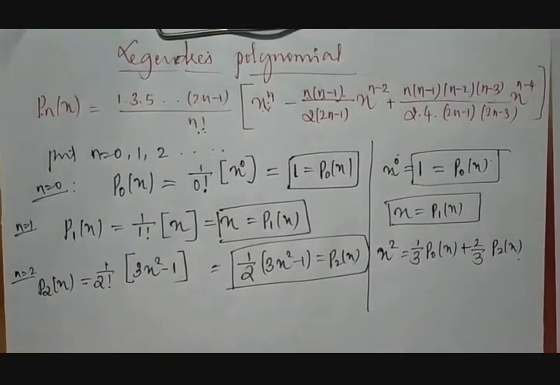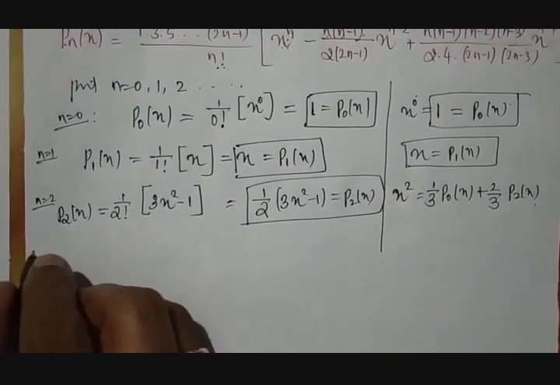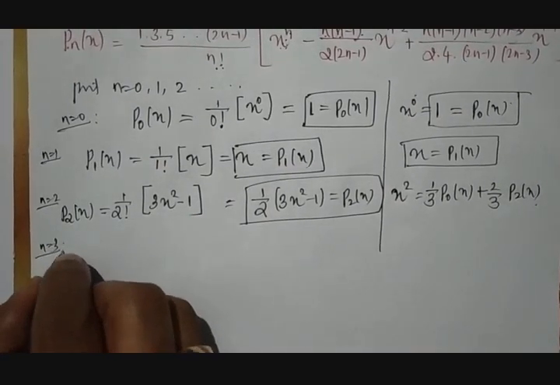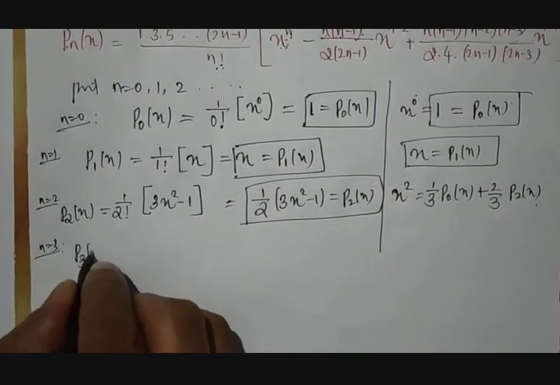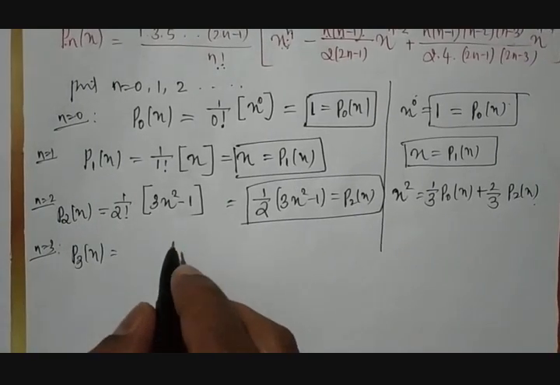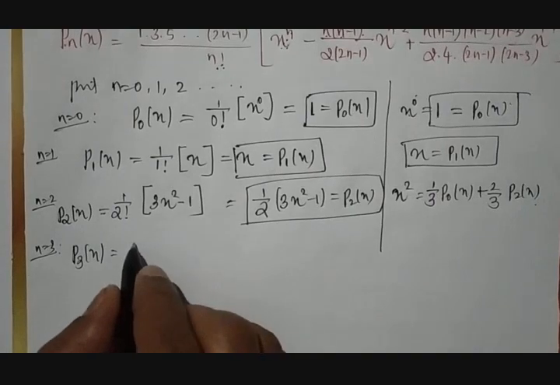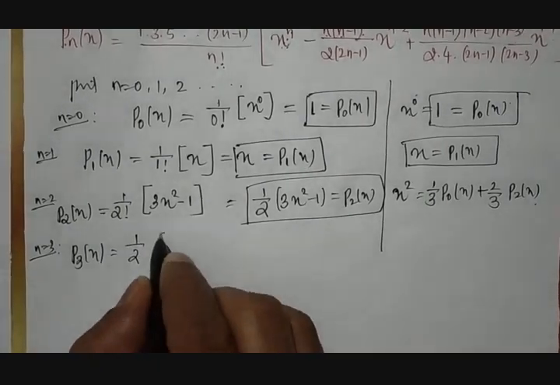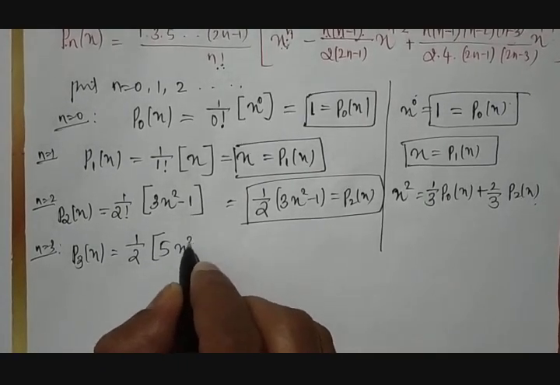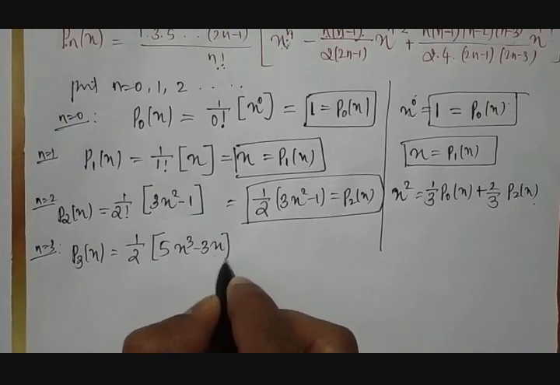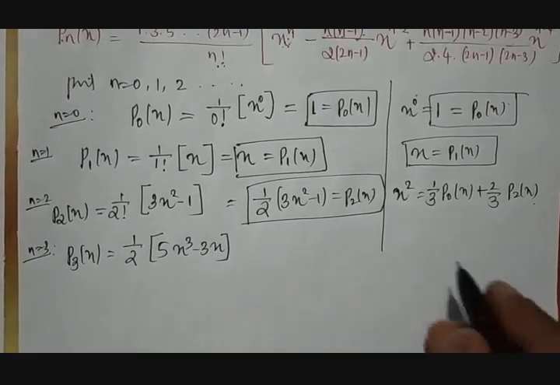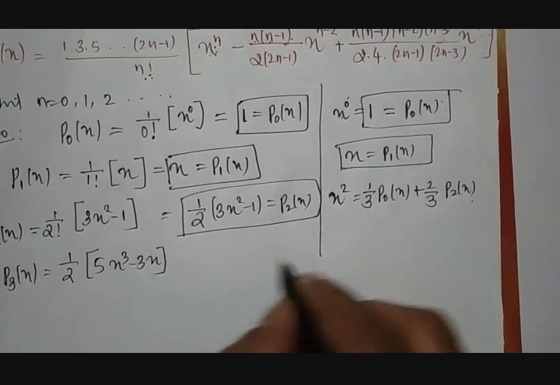Similarly, let us put n is equal to 3. Then we will be getting p3 of x is equal to, finally, 1 divided by 2 into 5 times x cube minus 3x. Therefore here the highest term is x cube.